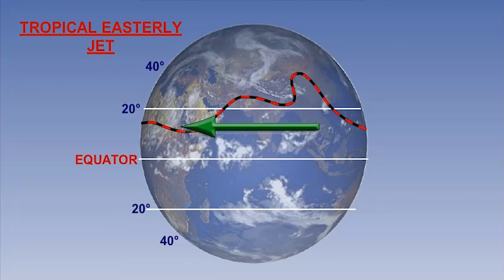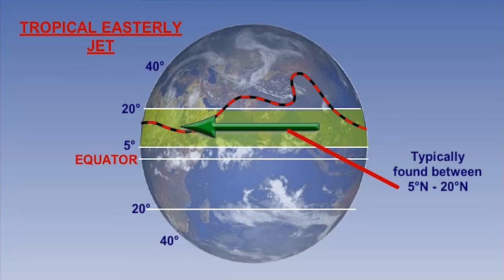Please note, the tropical easterly jet only occurs in this location, and from June through to August, which are the summer months in the northern hemisphere. On average, it's found between 5 and 20 degrees north only. Tropical easterly jet speeds are seldom in excess of 100 knots, due to the fairly small temperature difference compared to other jet streams.